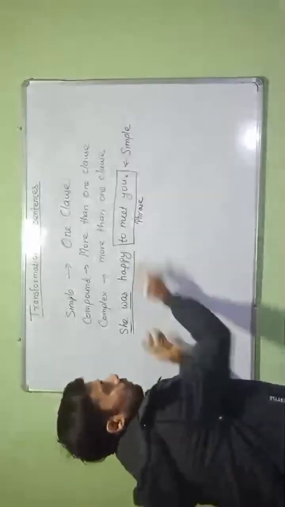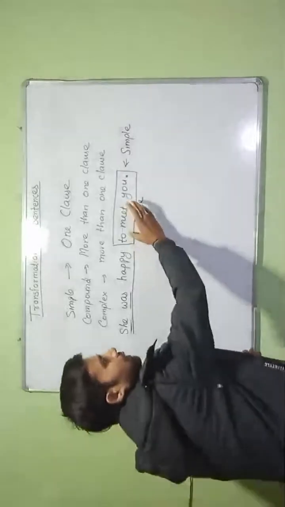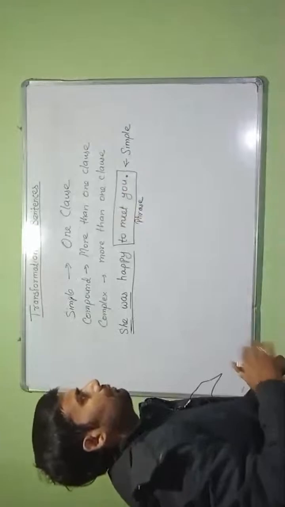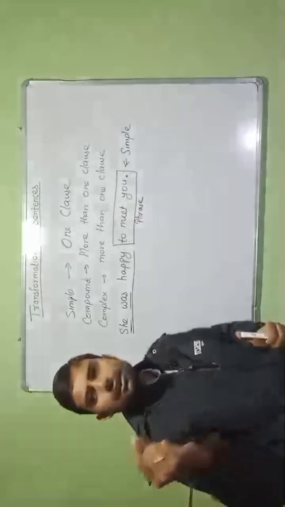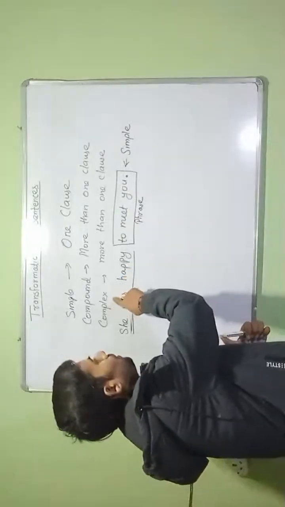Now let's try doing this. So how can you do it? If you see this phrase, "to meet you," I can change it in this manner. I can use a subordinating conjunction. Why? Because you need to make it complex.